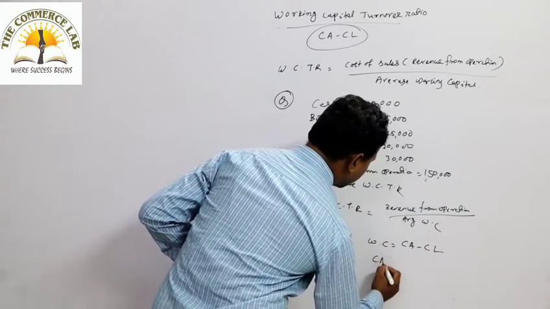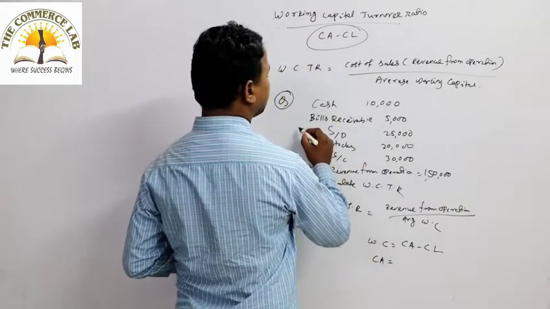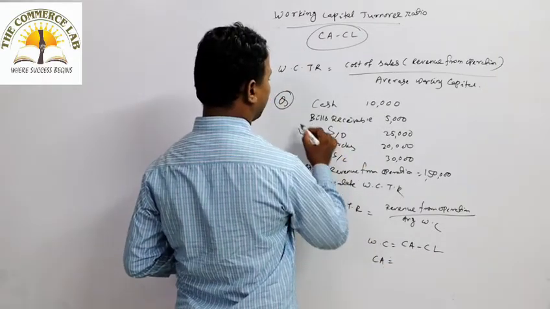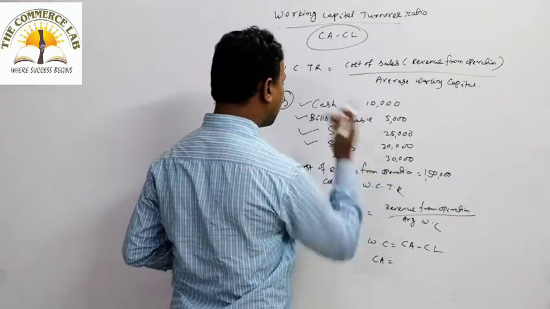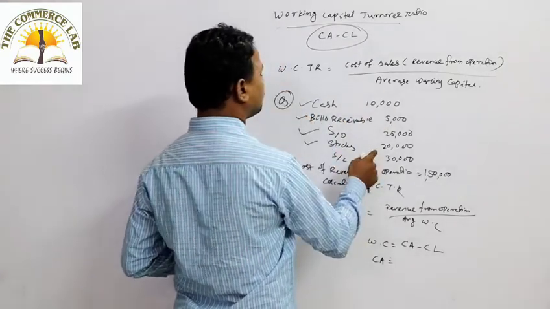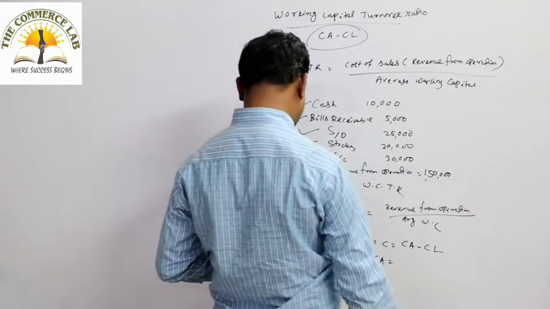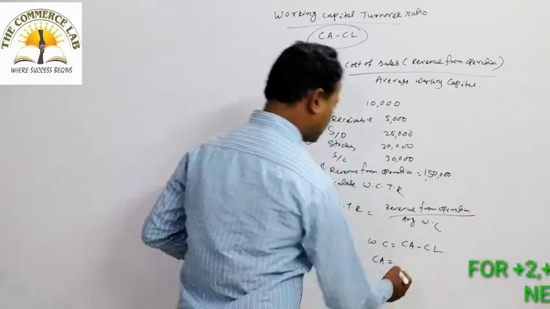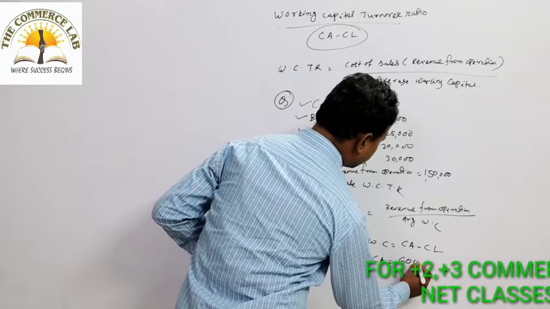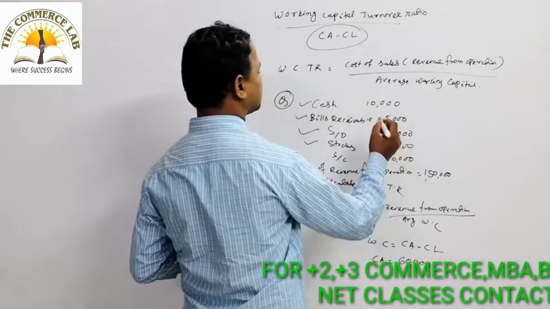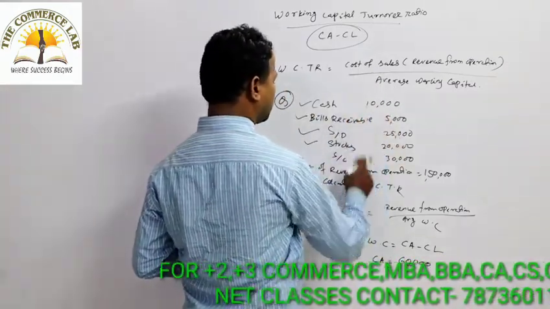Which are the current assets? First of all we have to find out. Sundry debtors, stock, bills receivable, cash. These are all current assets. So this 20, 25, 5, 10, all of these we have to add. Then how much are we getting? The current assets will be 60,000, from cash, bills receivable, sundry debtors and stock.